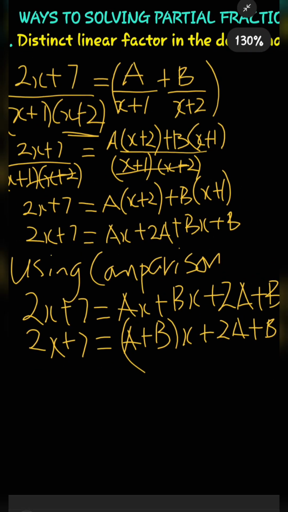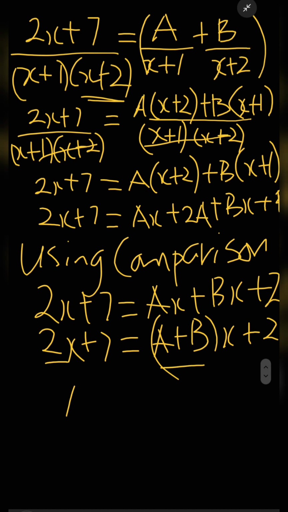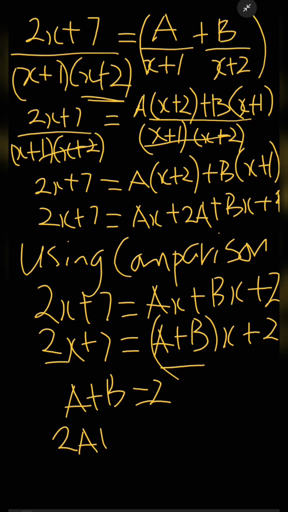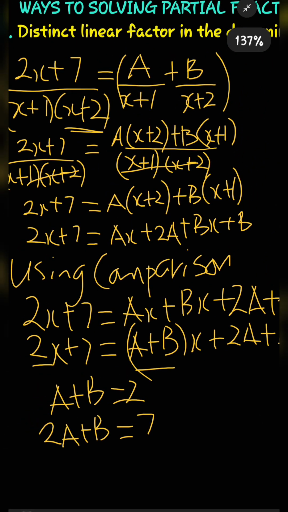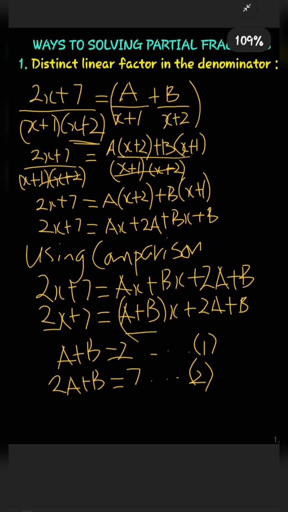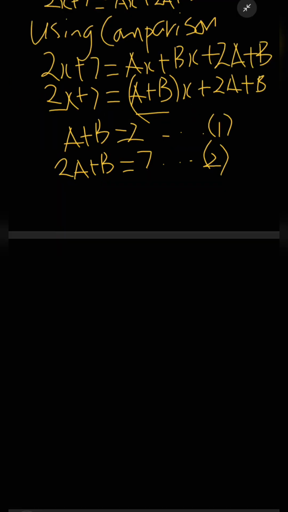Now if we compare the coefficient of x in the left hand side and right hand side, we will see that a plus b is equal to 2 and 2a plus b is equal to 7. So you can see that this is now a simultaneous equation. You can call this equation 1, and this equation 2. So we are going to be using the elimination method to solve this.